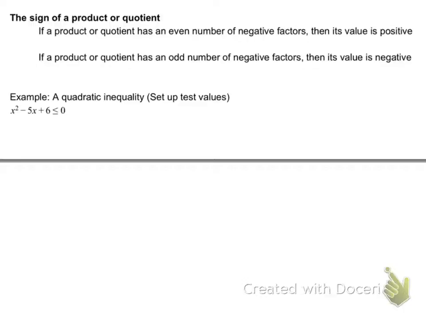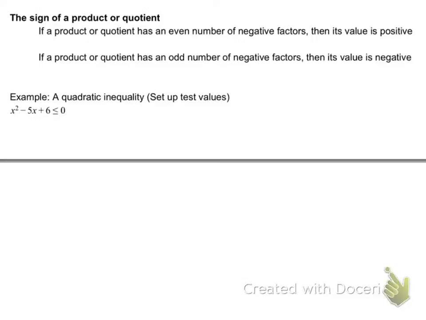So another thing that you guys should know is that the sign of a product or quotient, if you multiply or divide negative numbers, and there's an even number of those negative numbers, then its value will always be positive. A negative times negative is positive, negative, negative, negative, negative, still positive. Now, if that same idea happens and there's an odd number, like 3 of them, a negative, negative, negative, the value will be negative. We know this.